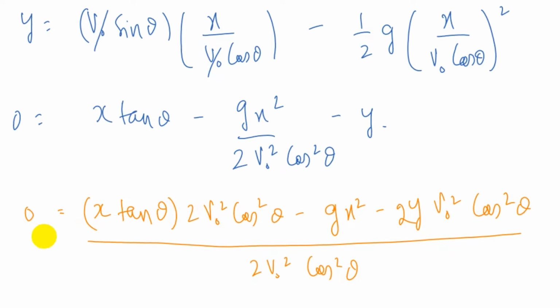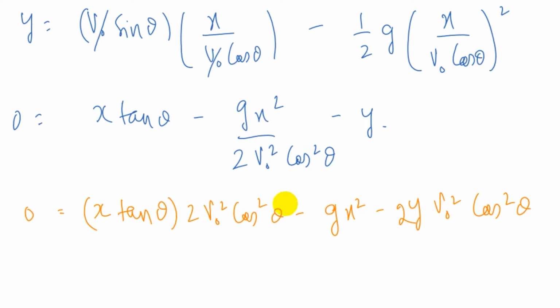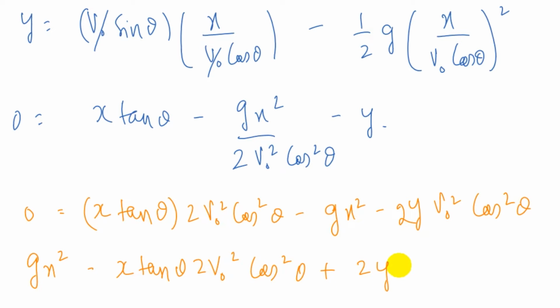When this term goes to the left side, it becomes 0. So finally we obtain this equation. Now after rearranging the terms, we'll get g x square minus x tangent theta 2 v0 square cosine square theta plus 2y v0 square cosine square theta is equal to 0.